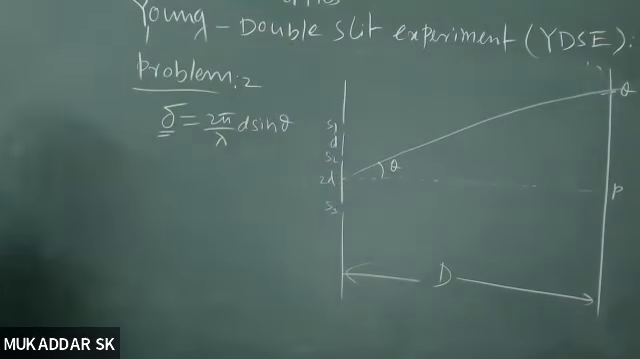Okay, so are you able to calculate the intensity pattern at point Q in terms of delta? Anyone?